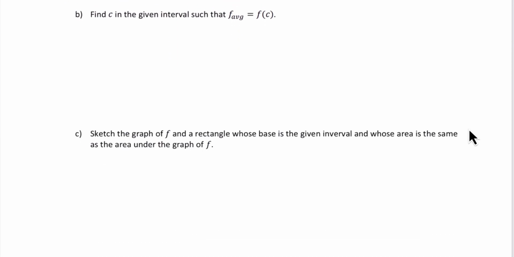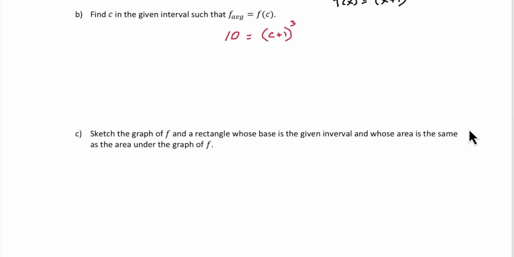In part B, we're using the mean value theorem. We want to find c in the given interval such that the average value is equal to f of c. So the average value we just found to be 10. And f of c, recall that f of x is x plus 1 cubed. So f of c is c plus 1 cubed.